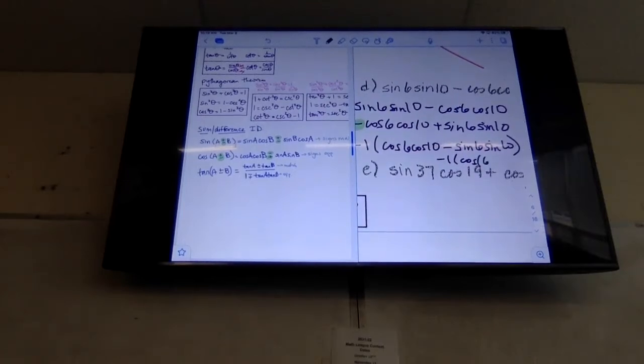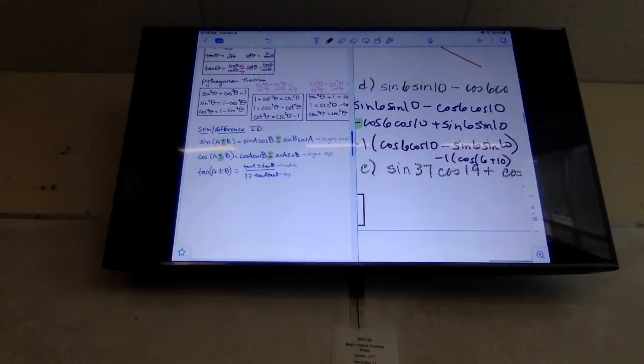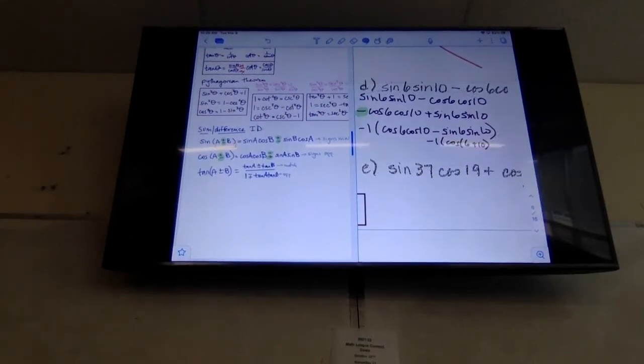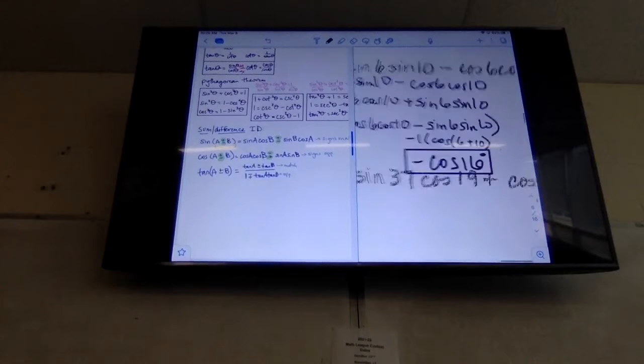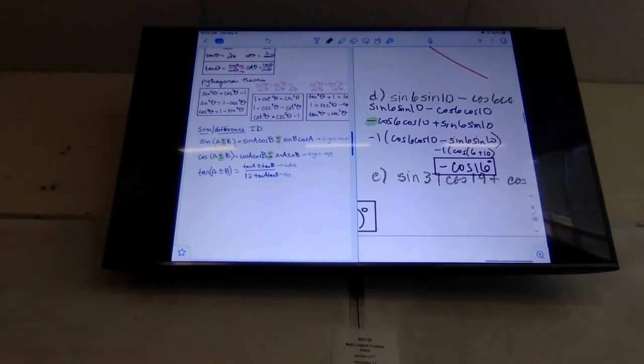So I'm going to do cosine of 6 plus 10, which is going to be 16. I need more space. So it's going to be negative cosine of 16. That's my final answer. And again, degree sign is best practice. I think that one was the most work, and all we had to do was just switch it and factor out a negative. So just a little bit more work than maybe we were doing before.